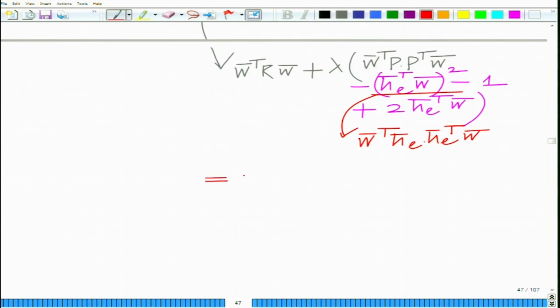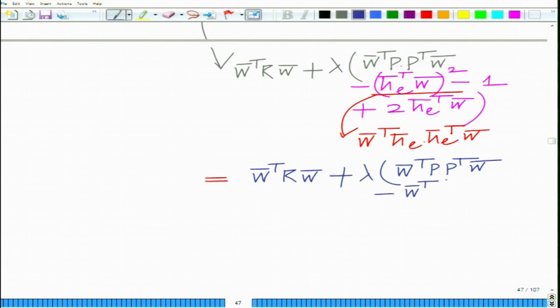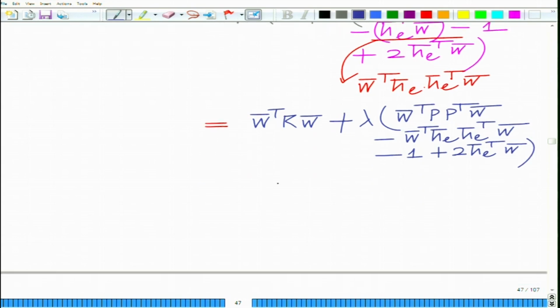So, the objective function, as I have said, is slightly involved, and can be simplified; one has to be careful to write each and every term at every stage. So, W bar transpose P P transpose W bar minus W bar transpose H bar E H bar E transpose W bar minus 1 plus 2 H bar E transpose W bar. Okay.